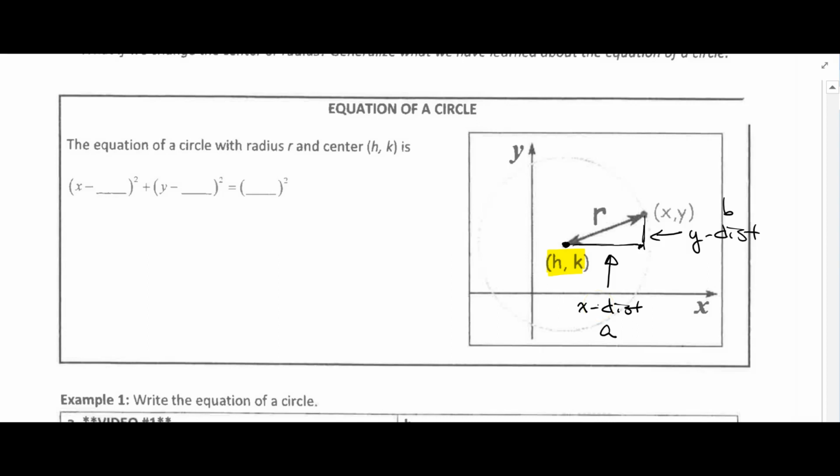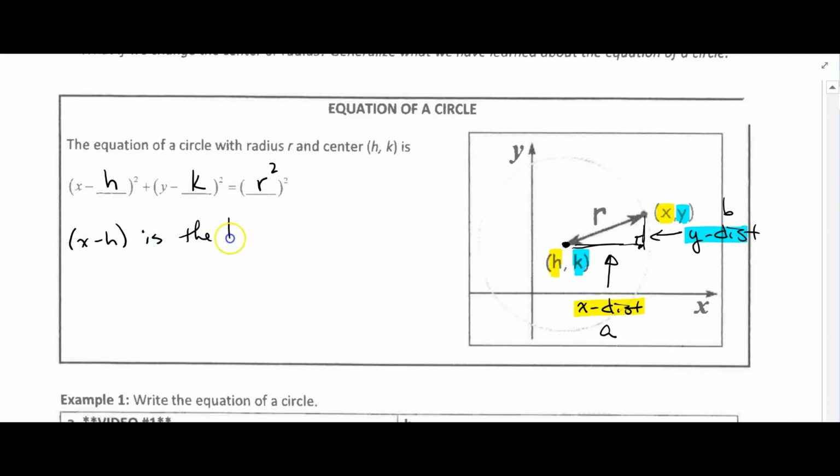So this x distance now would be x minus h, and then y minus k. Again, we're just subtracting the y values to find this y distance, and subtracting these to find that x distance. And then that's going to be r squared. This is the hypotenuse of our right triangle, which would correspond to c, and a squared plus b squared equals c squared.